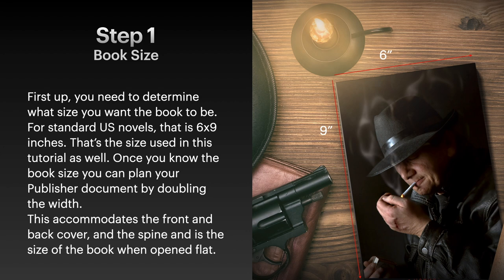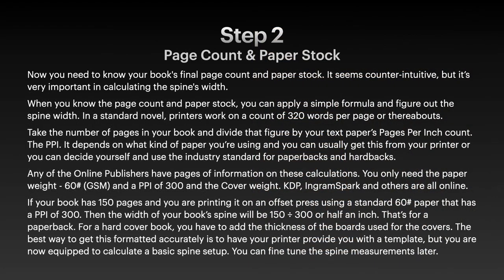Remember that you'll be producing the cover first, so you need to double the width. This will accommodate the front and back cover and the spine, and is the size of the book when opened flat. Now, you need to know your book's final page count and paper stock. It seems counterintuitive, as I say, but it's very important in calculating the spine's width.